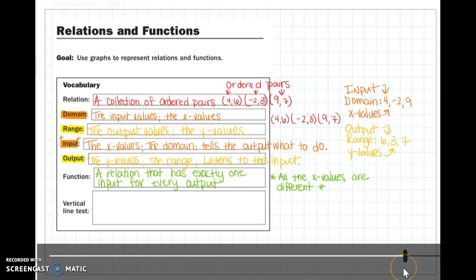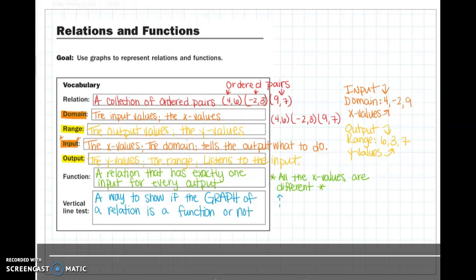Which brings us to our last vocabulary word, vertical line test. If any of your x values are the same, it will fail the vertical line test. And the vertical line test is a way to show if the graph of a relation is a function. So you'll have a graph of your relation, and you have to show whether or not it's a function by doing the vertical line test.